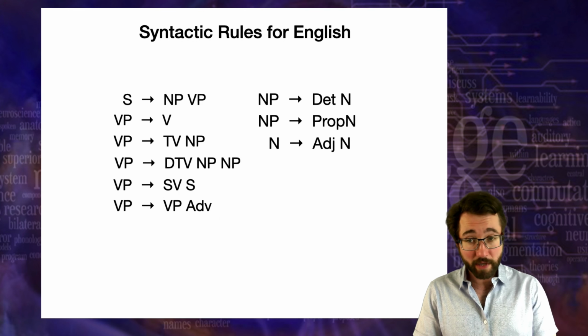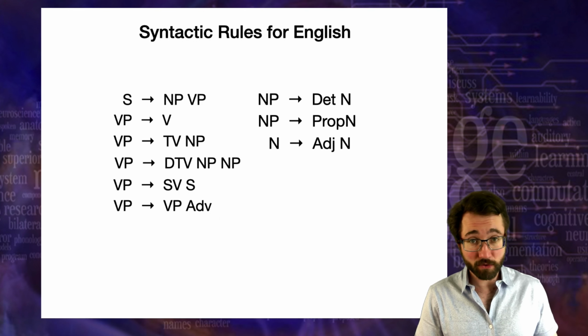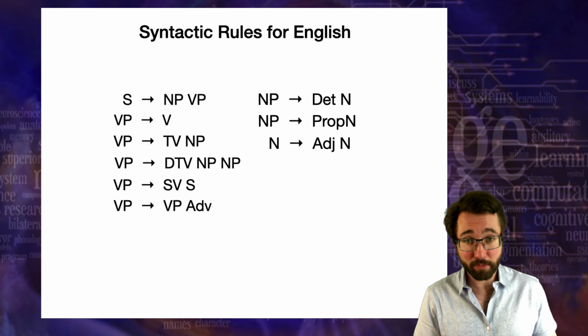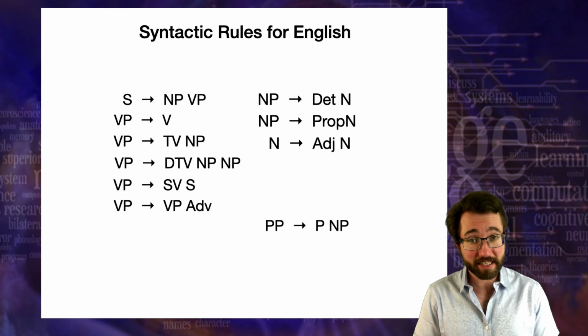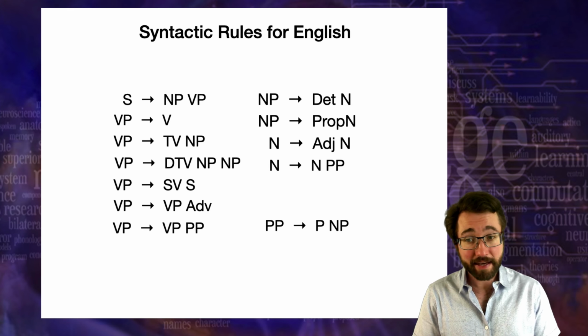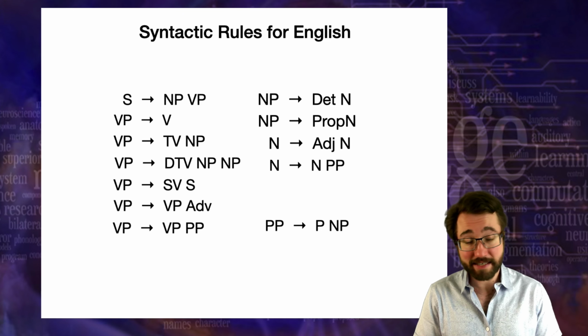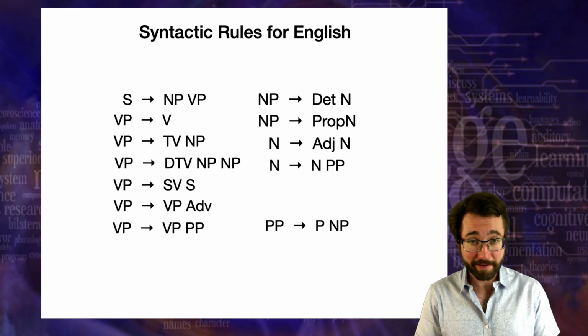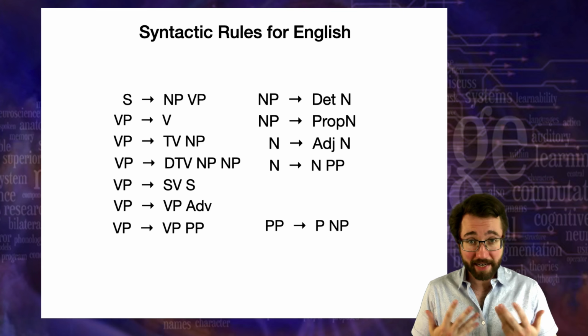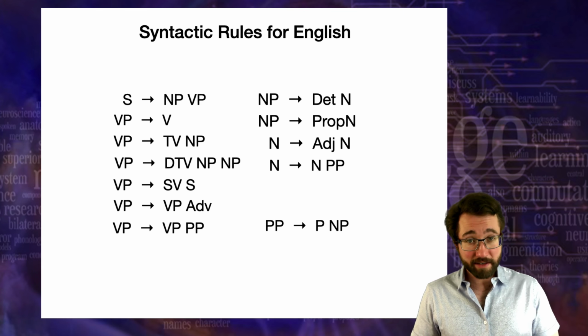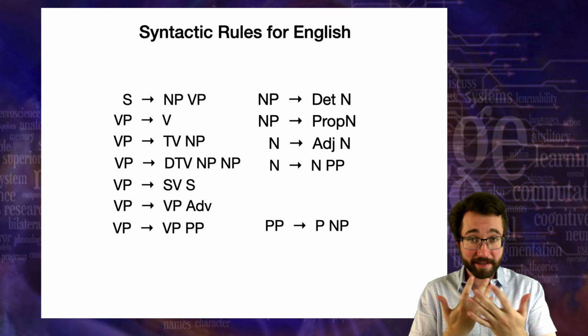So now we have this set of syntactic rules, and we're going to add the new ones we just came up with for prepositional phrases. So we have that a PP can consist of a P followed by an NP, and a noun can consist of a noun followed by a PP, and a VP can consist of a VP followed by a PP. So now we have a pretty good set of rules for describing the sentences in the English language. And when we come back next time, what we're going to talk about is how to apply these rules to generate sentences and to analyze sentences.